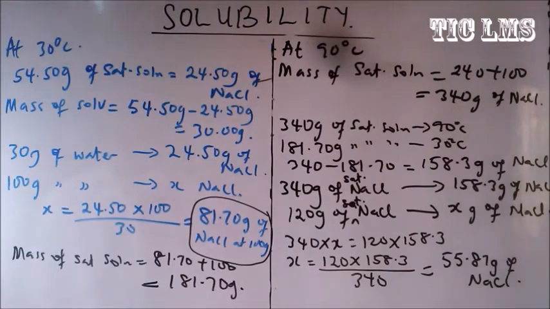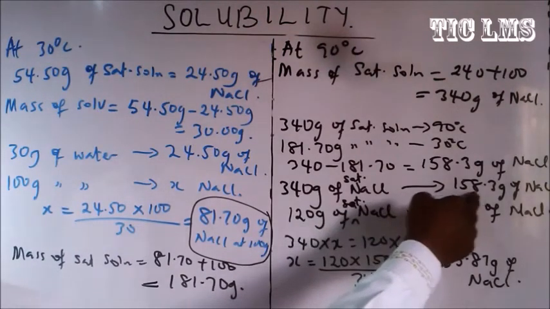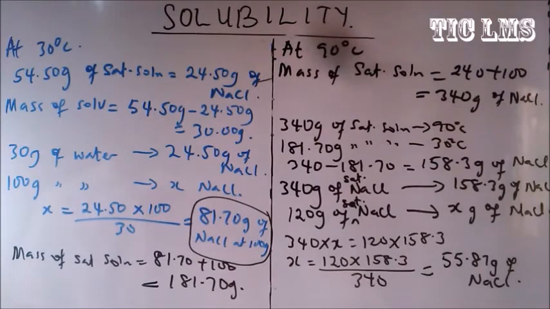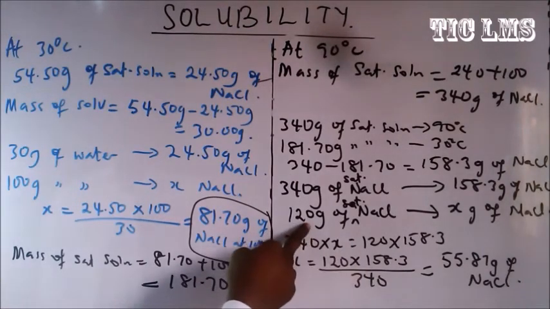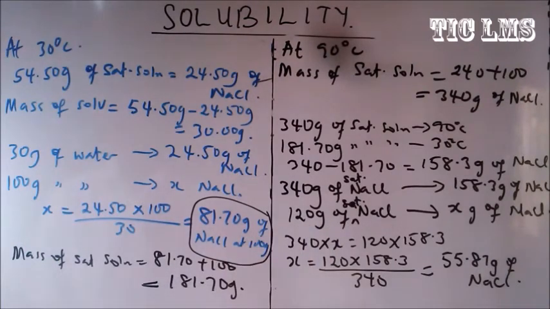So in summary, 158.3 gram of sodium chloride was deposited when cooled from 90 to 30 degrees Celsius. Then when this particular salt of this concentration was cooled from 90 to 30 degrees Celsius, this is the mass of sodium chloride which was deposited.